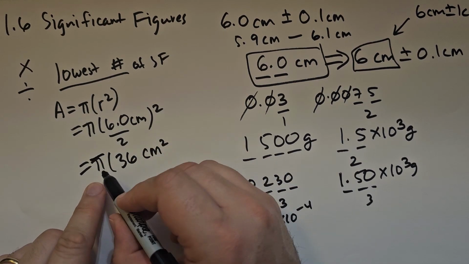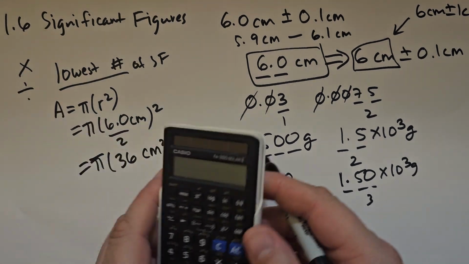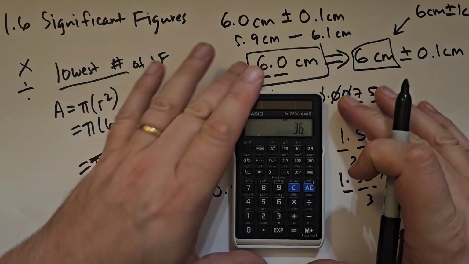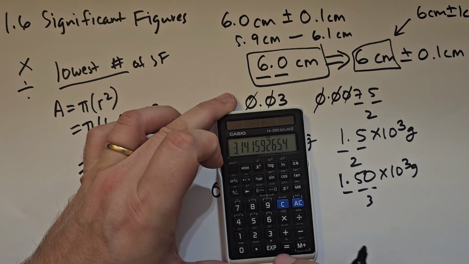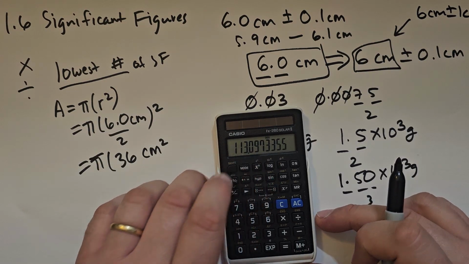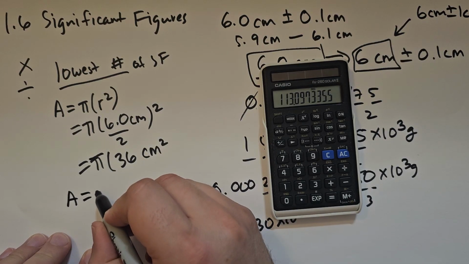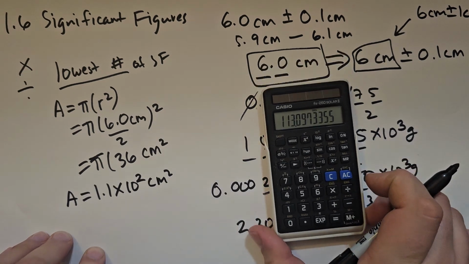Now pi, we can write out pi to 10,000 digits if we really wanted to, but we only need the first few digits of that. I think the calculator here has a pi for me, so let's go ahead and write that down. So 36 times, let me find where pi is. Oh, there it is. I think you just press that. Pi equals 113.09733355. So we're only going to keep two significant figures. So the area is equal to 1.1 times 10 to the 2 centimeters squared. Okay.